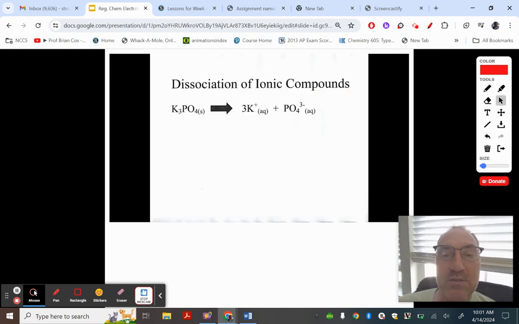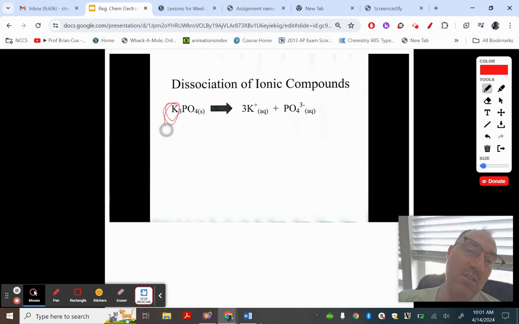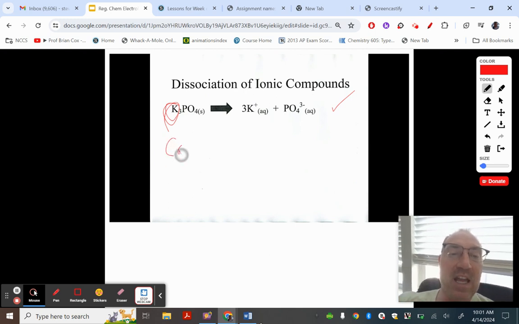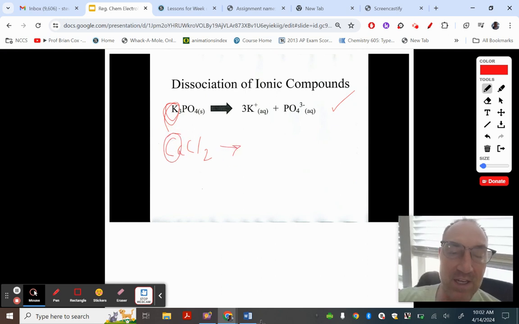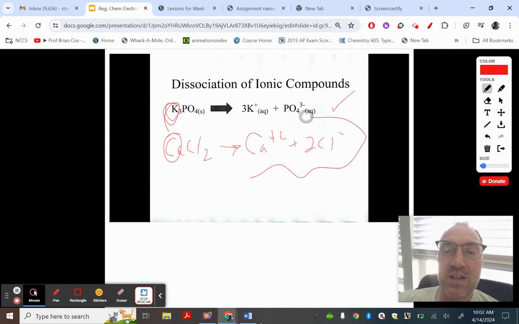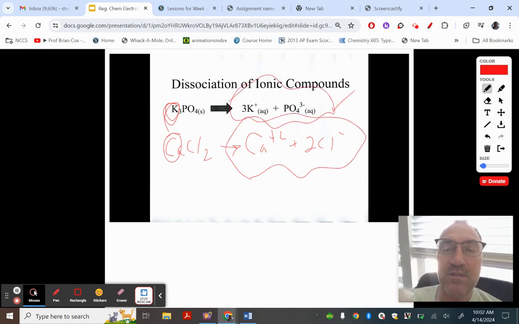Now, I think it's important to understand how things dissociate or break up into ions. So if it's ionic, and you look at it and the first one right here is a metal on the periodic chart, it's ionic. And so this is going to break up, and then the lights are going to go on. If you have something like CaCl2, this also will conduct electricity because this is a metal, right? Metal, nonmetal, ionic. So it'd be Ca2+ and 2 Cl-. These are the ions that form in solution.